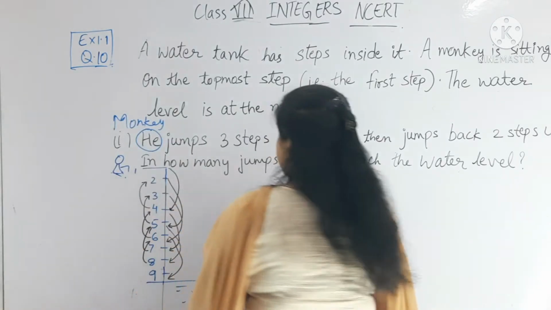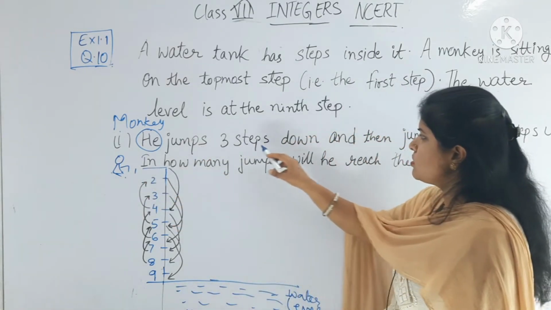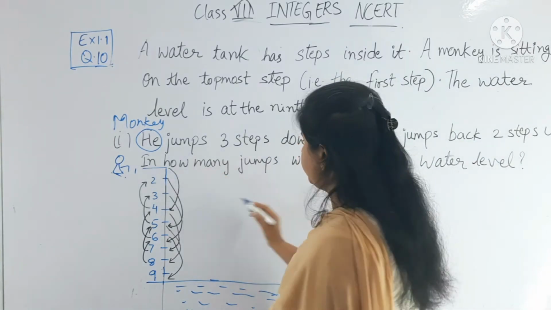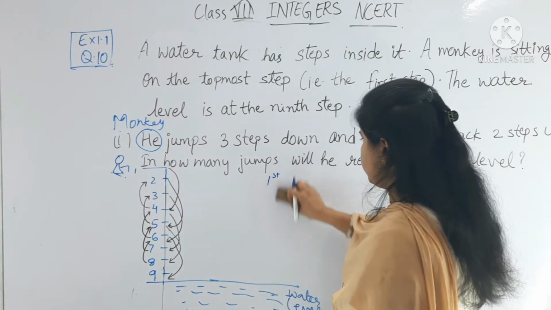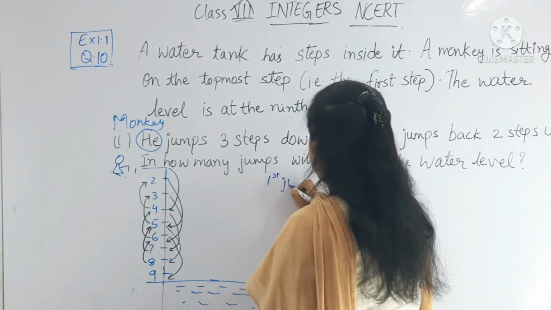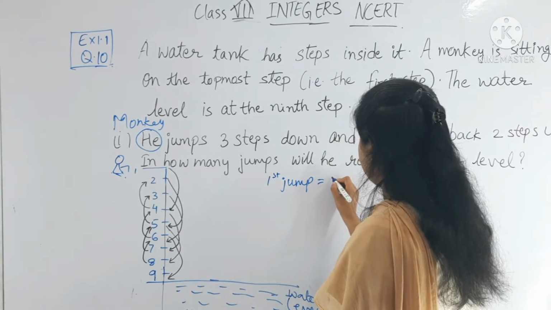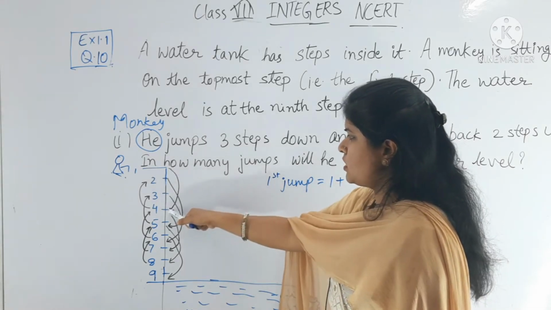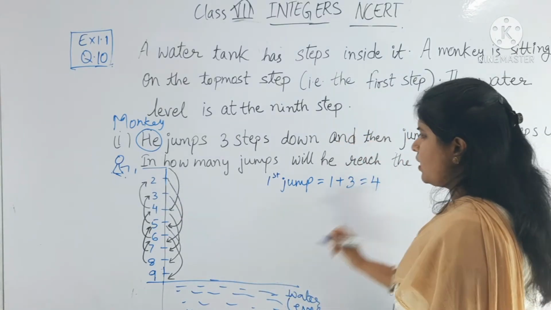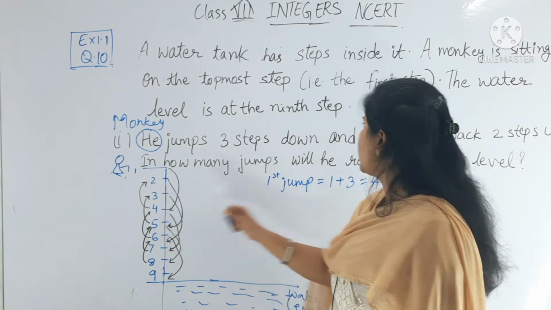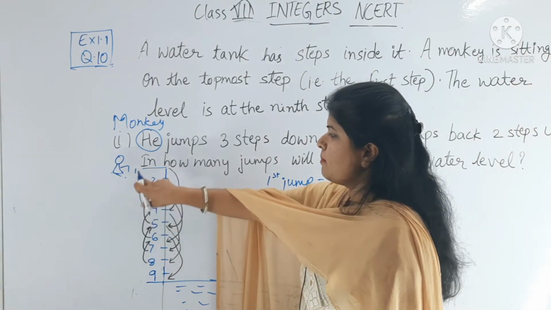So here is the monkey on the first step. The question says the monkey jumps three steps down. So in the first jump, you will go from the first step three steps down: 1, 2, and 3. So 1 plus 3 is 4, where he comes to the fourth step. Then he jumps back two steps up.